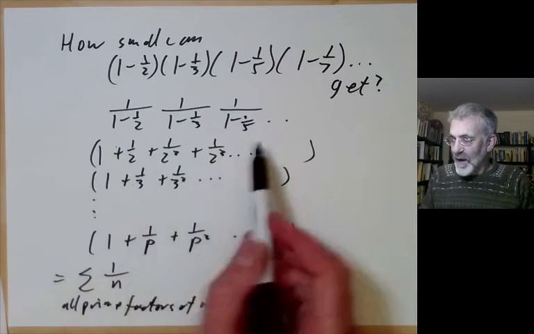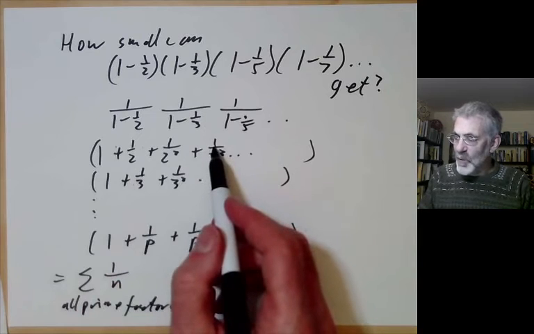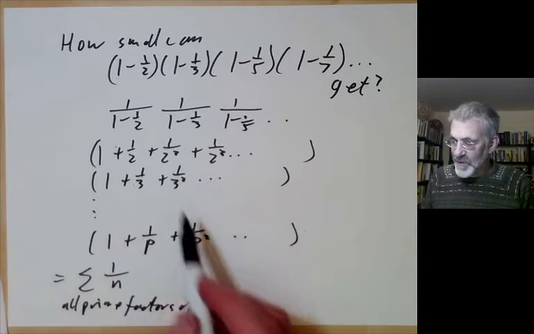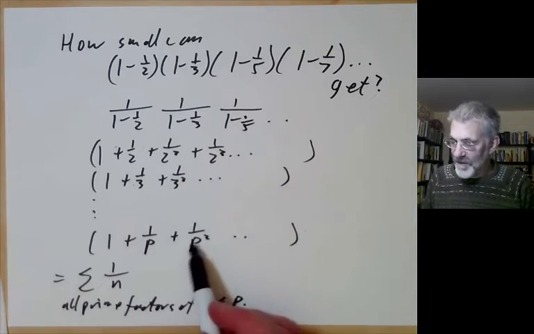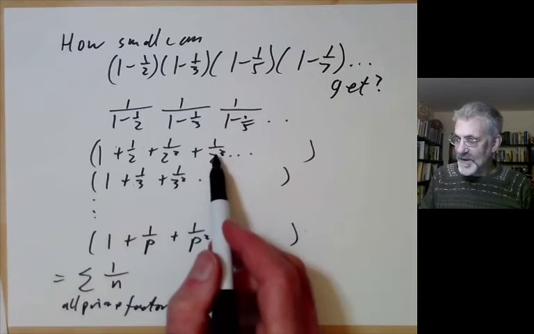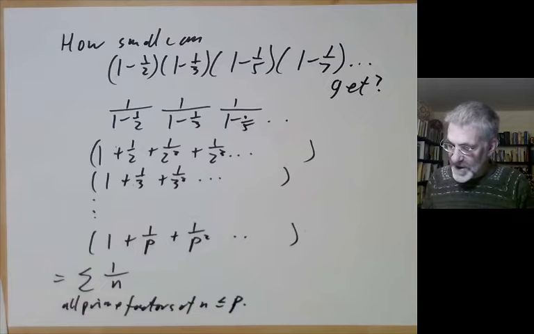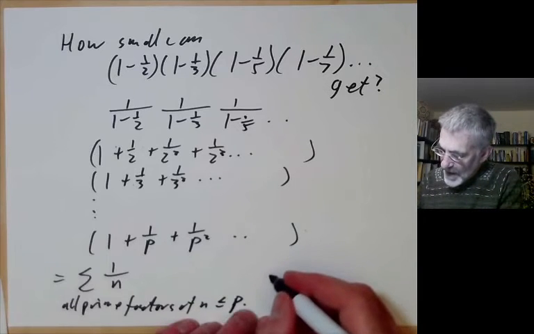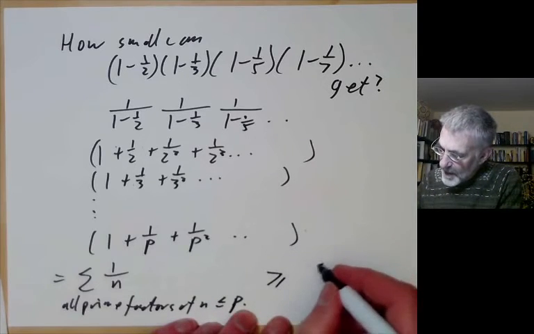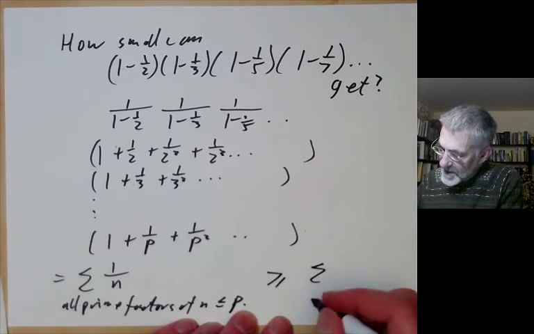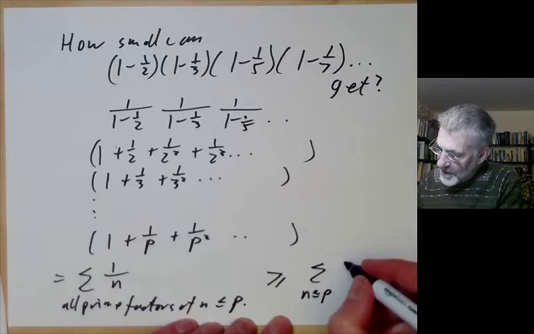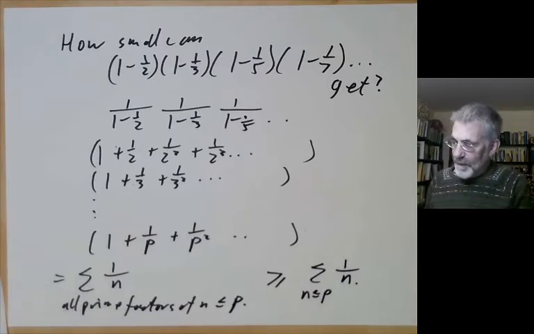because every time you multiply these numbers together, you have to pick one number from this one and one from this one and one from this one, so you'll get 1 over n, where n is some power of 2 times some power of 3 and so on. So this is going to be at least the sum over n less than or equal to p of 1 over n.